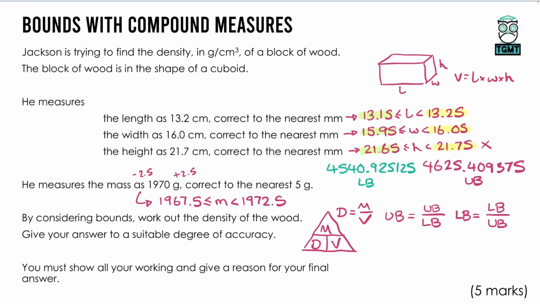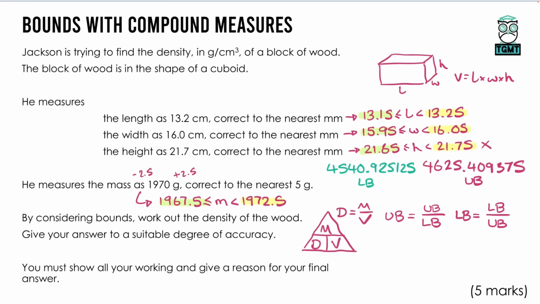So we have all the numbers that we need, and we've already written down to find the upper bound of the density, we'll take the upper bound of the mass, divide it by the lower bound of the volume. And for the lower bound, we'll take the lower bound of the mass and divide it by the upper bound of the volume. So over here, I have my lower bound on the left and my upper bound on the right. So I'm going to write in the actual calculations that I'm going to do. So for the upper bound, and you can kind of split this up if you want, there's a lot of working out to write down. I'm trying to minimize it as much as possible.